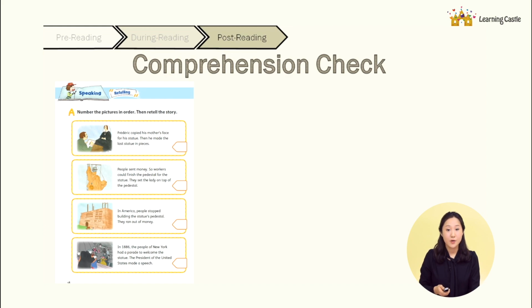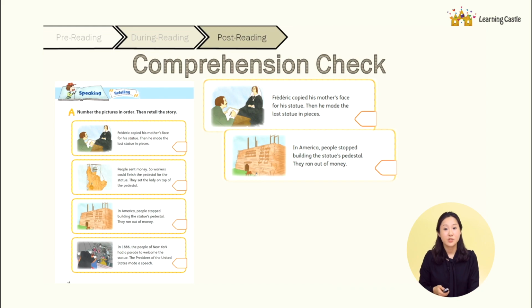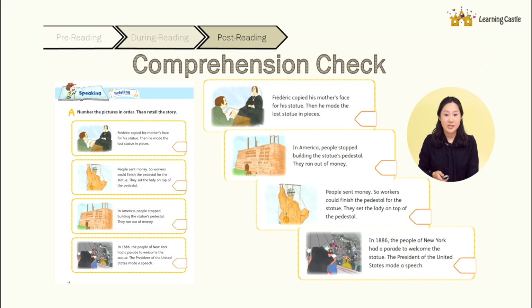But we know that, in fact, Frederick copied his mother's face for his statue. Then in America, people stopped building it because they ran out of money. And then after that, people sent money, so workers could finish the pedestal. And then they set the lady on top of the pedestal. And in 1886, the people of New York had a parade to welcome the statue. And then the president gave a speech. So we can number them 1, 3, 2, 4.